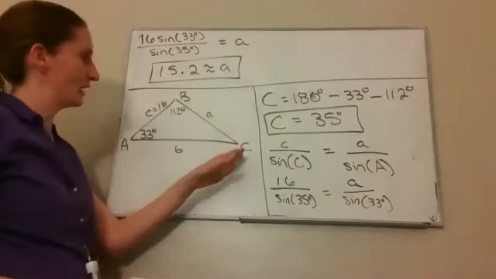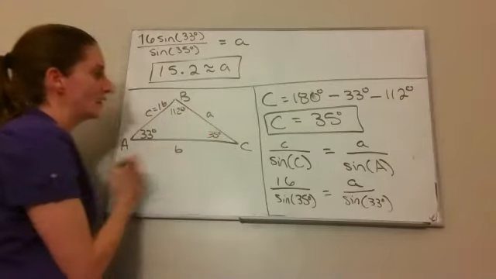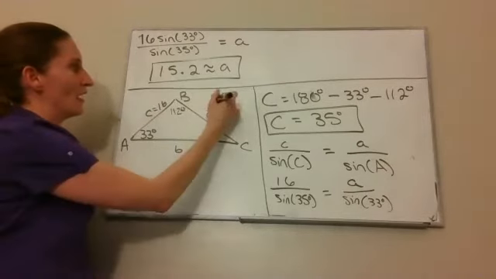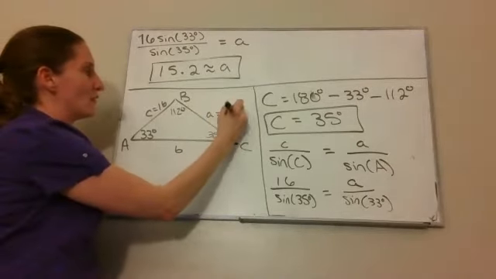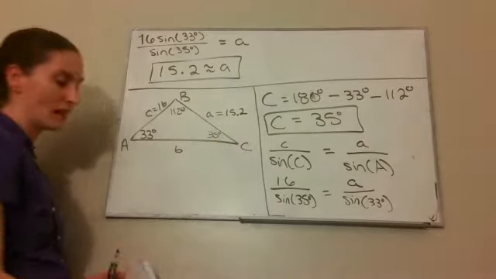So now I found angle C. Let me just fill it in so I don't forget it, 35 degrees. We just found side A is about 15.2. All I have left to solve for is side B.